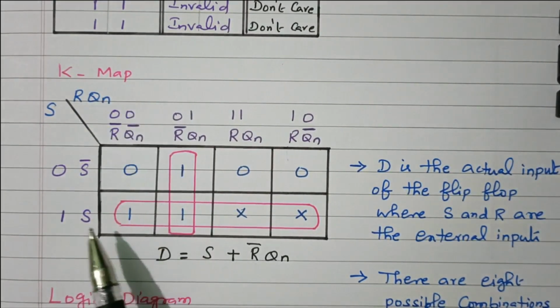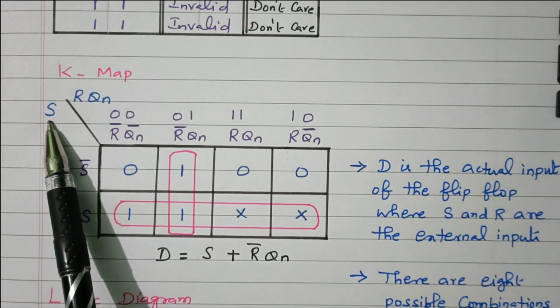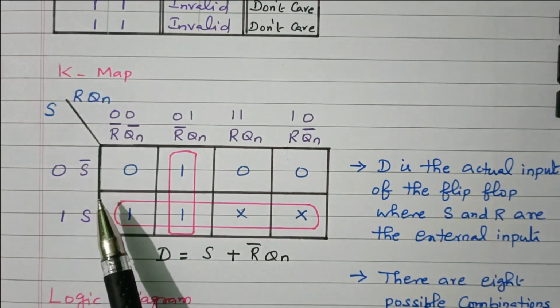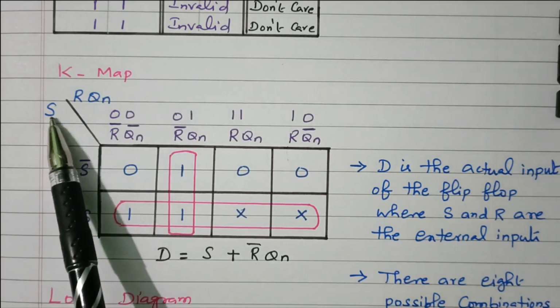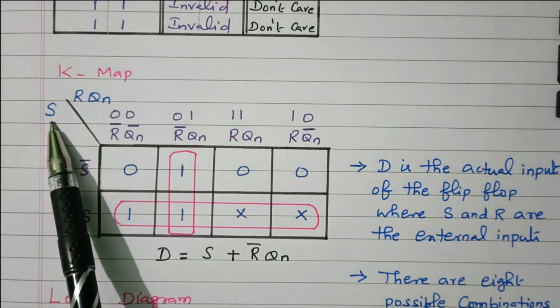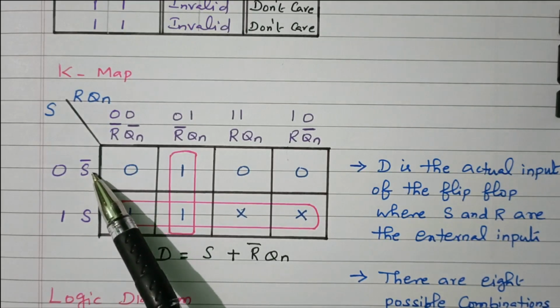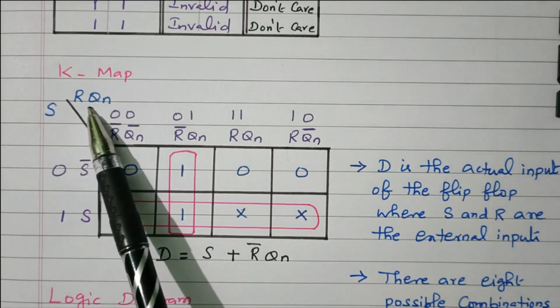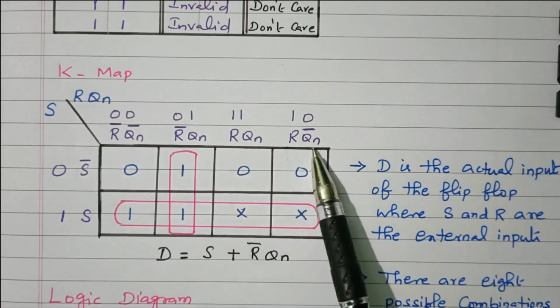It's a 3 variable K map. The input is S, R and Qn: 2 inputs and present state. That will decide the next state. So the input is S, R, Qn. S is a single variable, 2 possibilities: S bar, S, 0, 1. R and Qn are 2 variables, 4 possibilities.